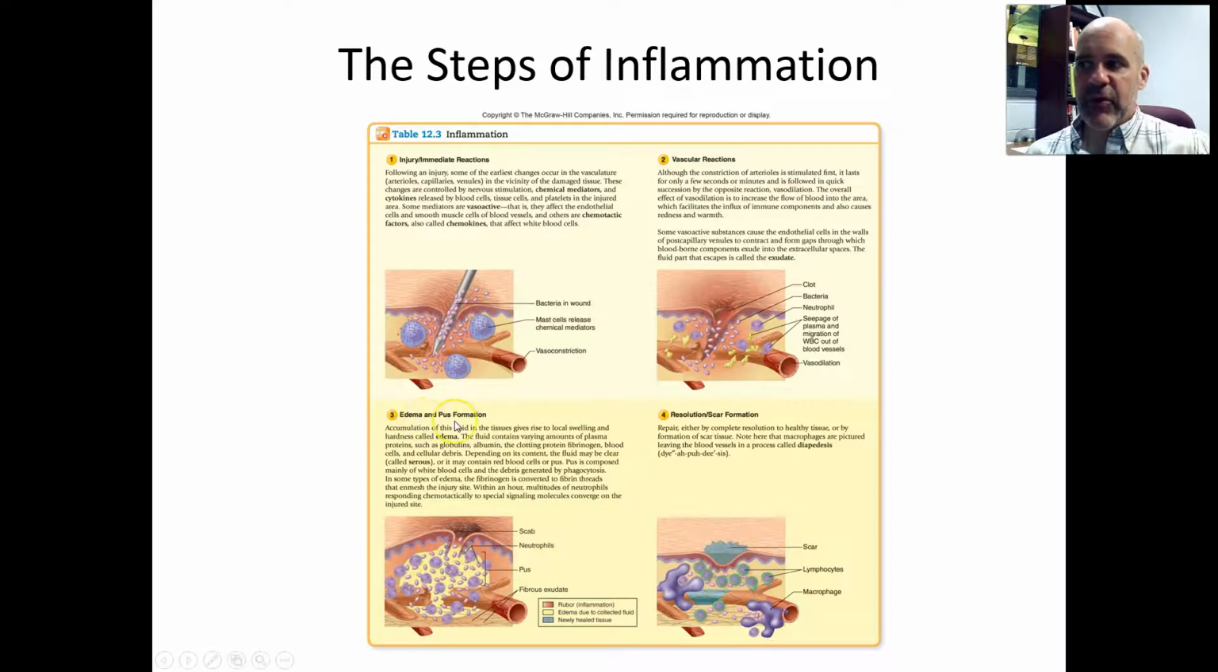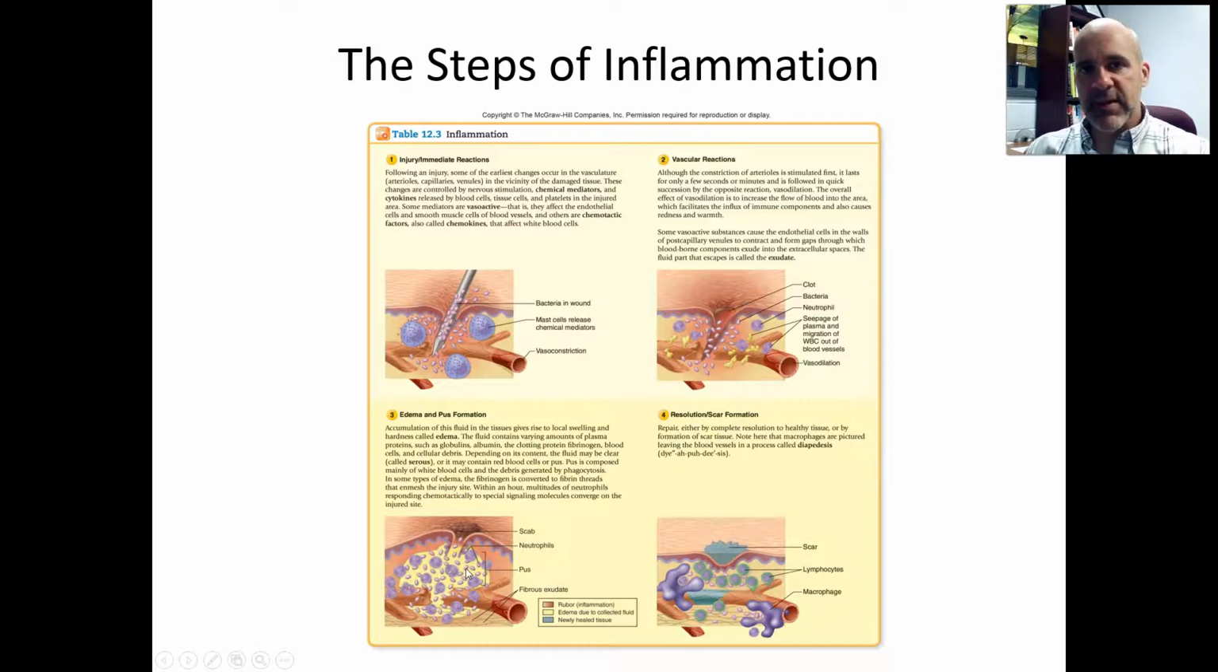You'll have edema and pus formation. We've already talked a little bit about pus before, but edema is the swelling that's occurring due to the release of all that fluid out of the bloodstream and into the surrounding tissues. Blood vessels that have been cut, you'll have clots that form to seal those off. Scabbing will occur as the injured area begins to repair. And finally, you'll have resolution and scar formation.